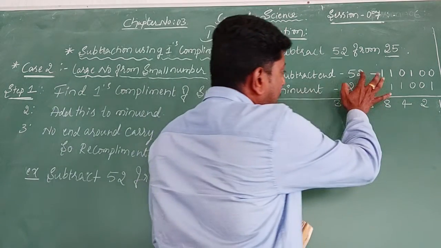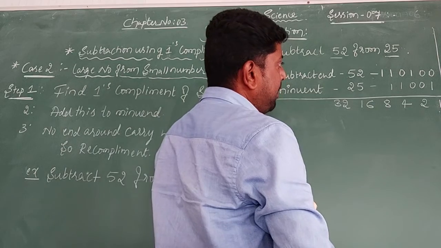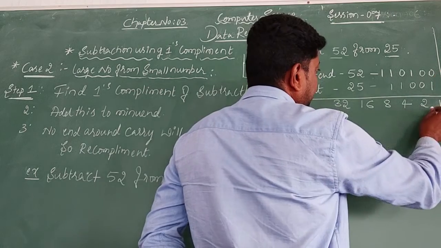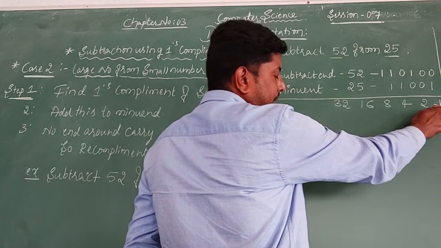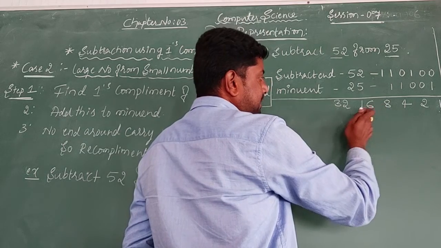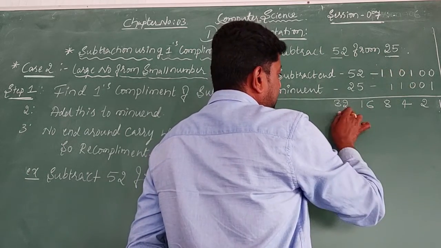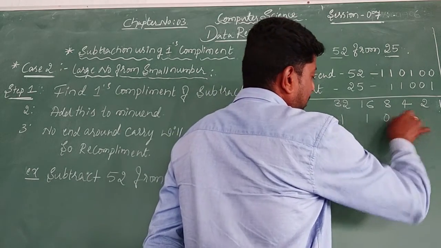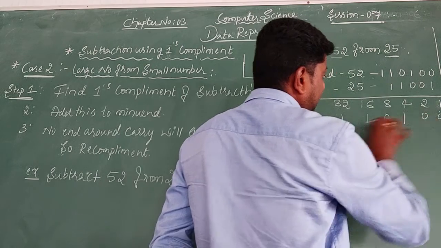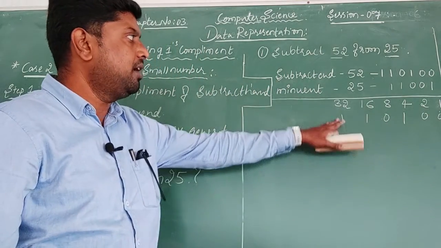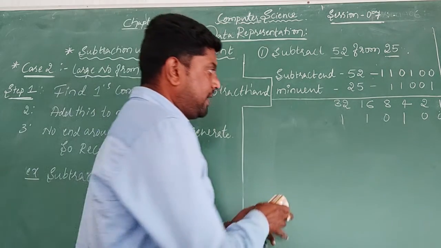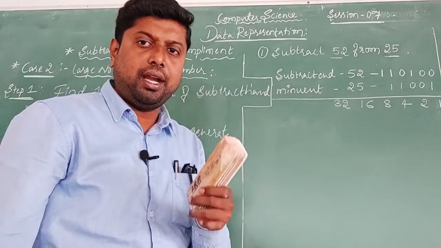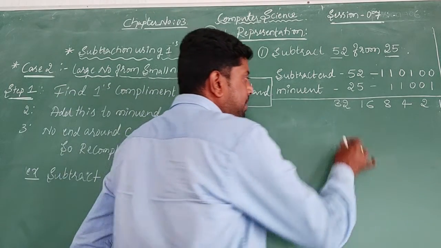Dear students, now I will consider the binary number for 52, which is 110100. How does it come? Take the binary place values in multiples of 2: 1, 2, 4, 8, 16, 32. So 32 plus 16 is 48, 48 plus 4 is 52. This becomes the binary number for 52. Likewise we consider the second binary number, 25. What will be the binary number for 25?